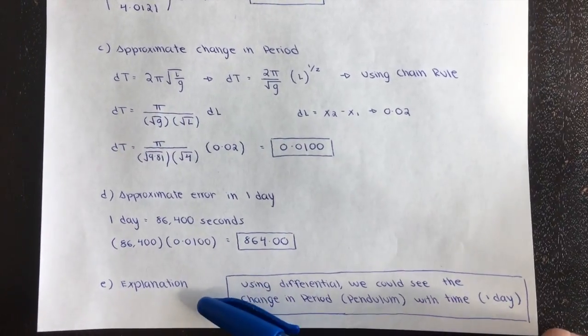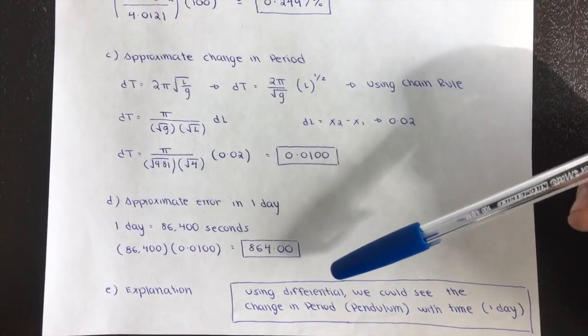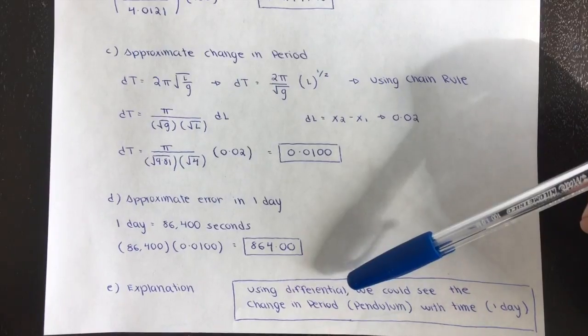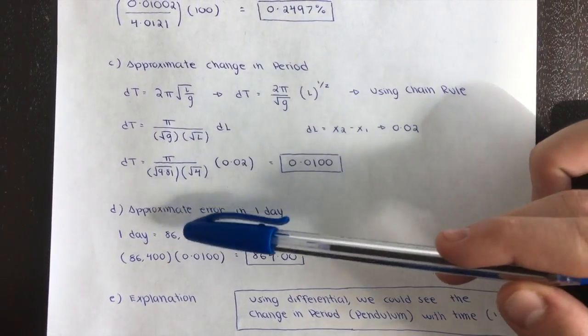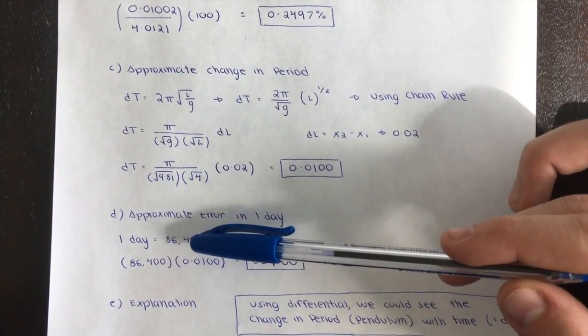The explanation in number E is that using the differential, we could see the change in period of the pendulum within time, which is 1 day, or 86,400 seconds.